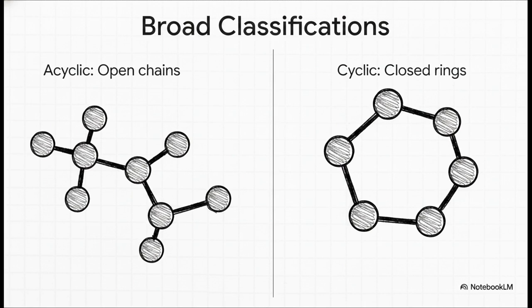First up, acyclic compounds. These are your open, straight, or branched chains, kind of like propane. On the flip side, we have cyclic compounds. This is where the carbon atoms connect to form a closed ring, like benzene or cyclohexane. And honestly, just identifying whether a drug is an open chain or a closed ring tells a pharmaceutical scientist a massive amount about how it's going to behave.